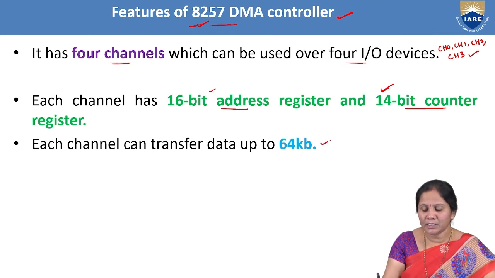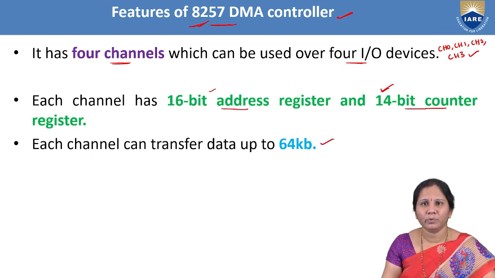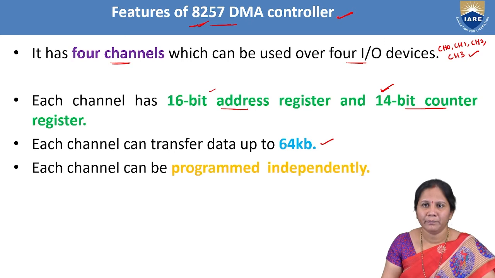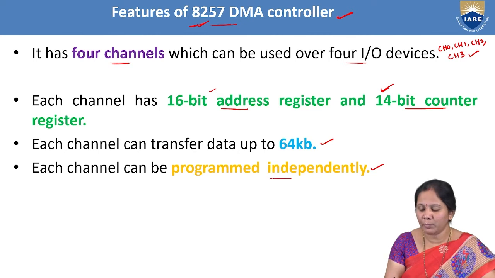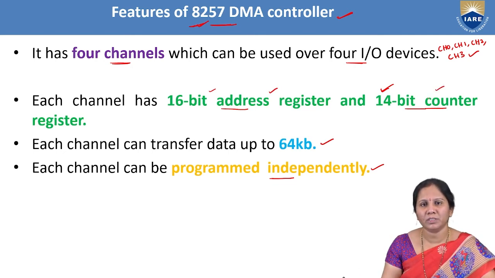And each channel can transfer data up to 64 KB. And each channel can be programmed independently. How each channel can be programmed independently means, because each channel consists of an address register and a counter register. Not only this address and counter register, we have 2 other registers which are common to all the 4 channels. They are the mode set register and the status register.